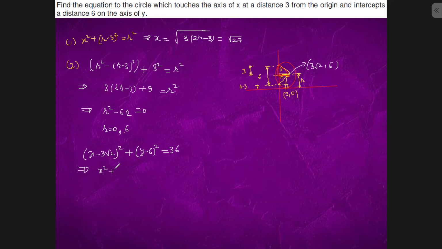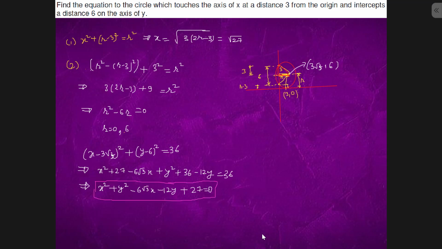X square plus 27, 27 is (3 root 3) square, minus 6 root 3 x plus y square plus 36 minus 12y equals 36. X square plus y square minus 6 root 3 x minus 12y plus 27 equals 0. This is the answer.